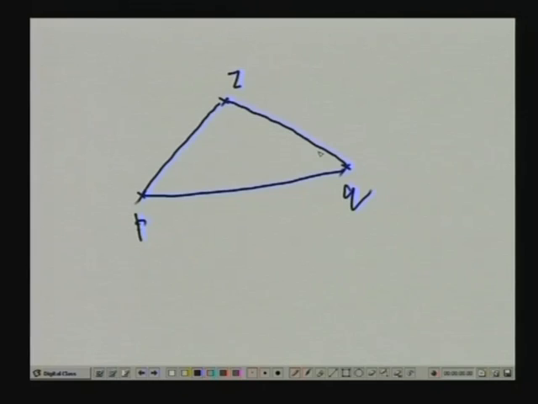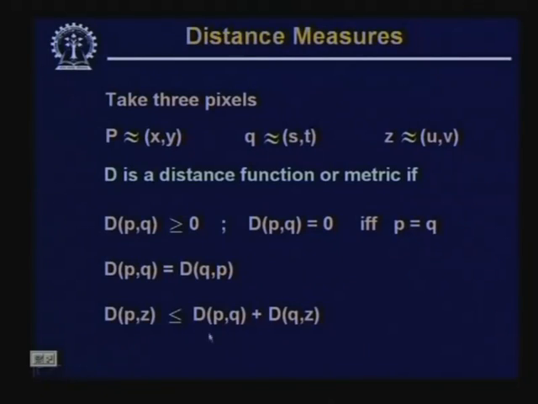You know that if I have say 3 points p, q and another point z, and if I measure the distance between p and z, this must be less than or equal to the distance between p and q plus the distance between q and z. This is what we all have done in our school level mathematics, and the same property must hold true even in the digital domain, where we talk about different other distance functions. So, these are the 3 properties which must hold true for a function if the function is to be considered as a distance function or a distance metric.